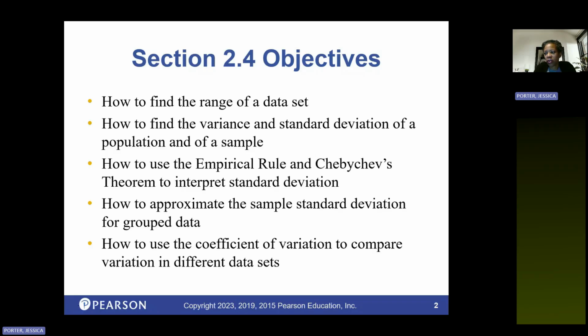There was one question on your homework based on Chebyshev's theorem, and I went in there today and just replaced it with a different question because I don't want to get into that.